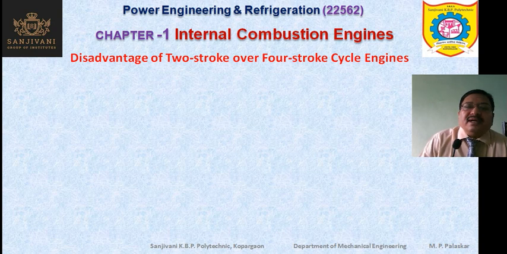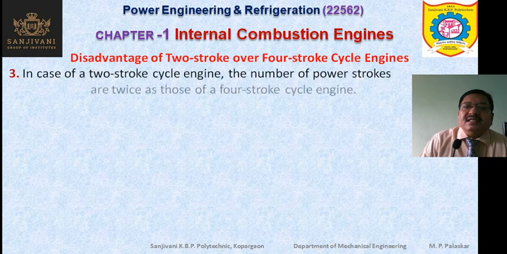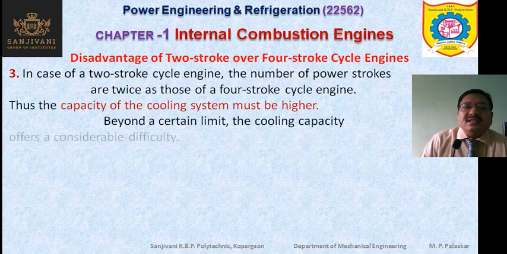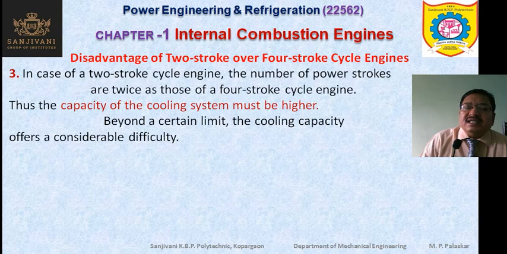Now the few more disadvantages of the 2-stroke engine over 4-stroke cycle engine. In case of two-stroke cycle engine, the number of power strokes are twice as those of the four-stroke engine, and therefore the cooling capacity must be higher. Two-stroke engine gets heated quickly because in less time you will find that more power strokes are taking place. So in one revolution there is one power stroke, so more power strokes, the frequency of combustion of the fuel is more, and therefore it gets heated.